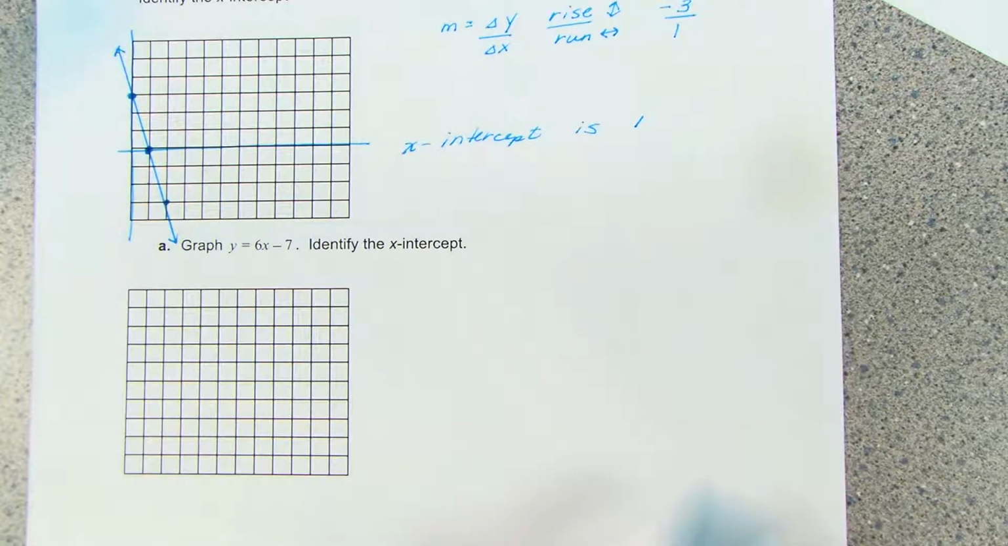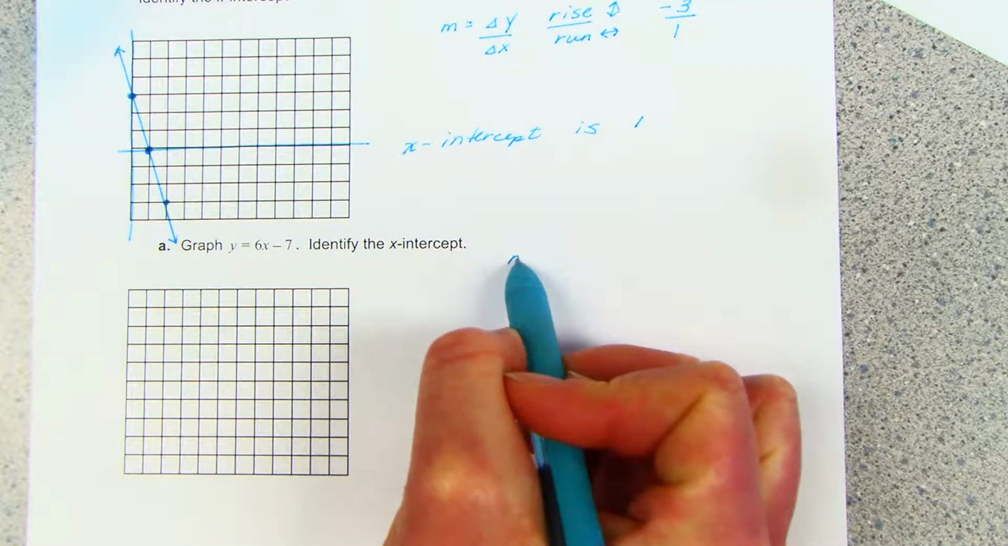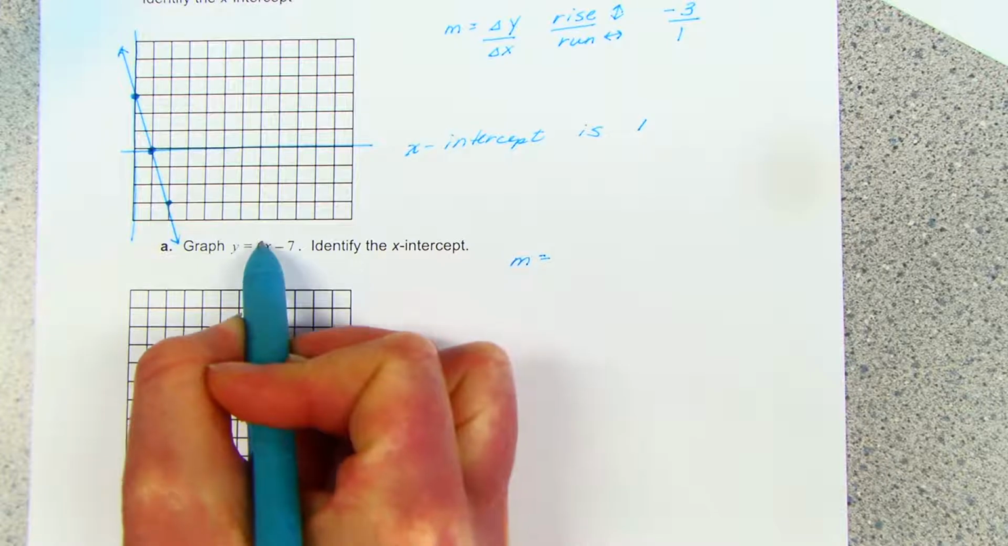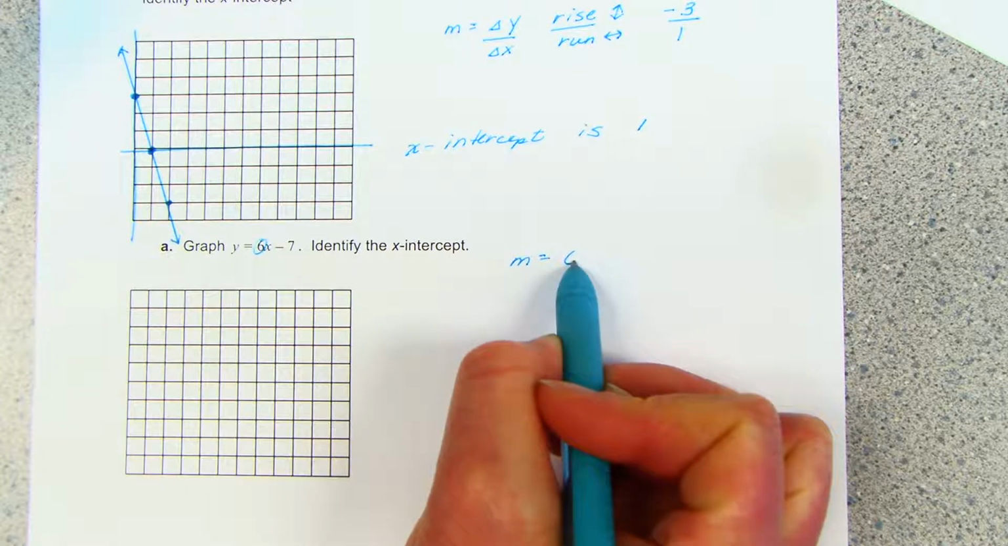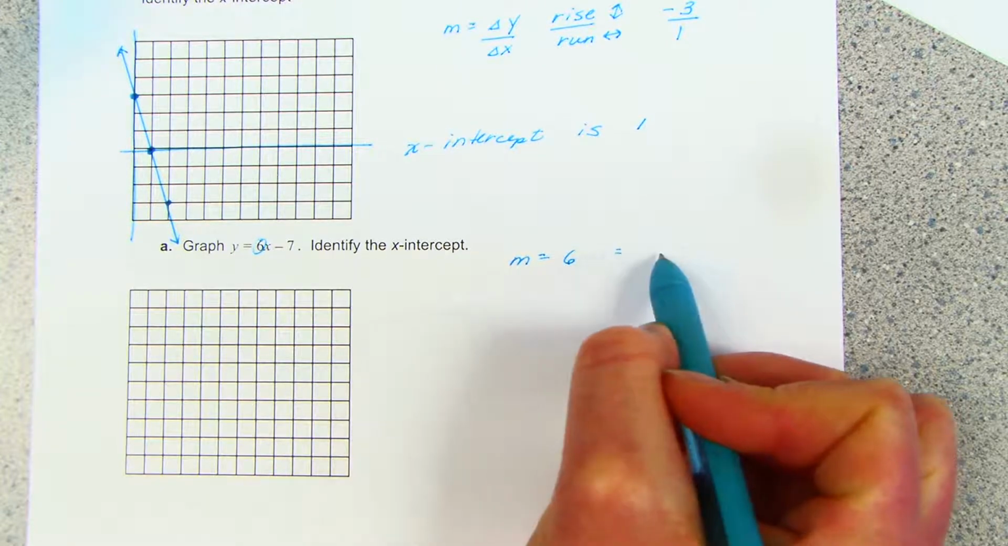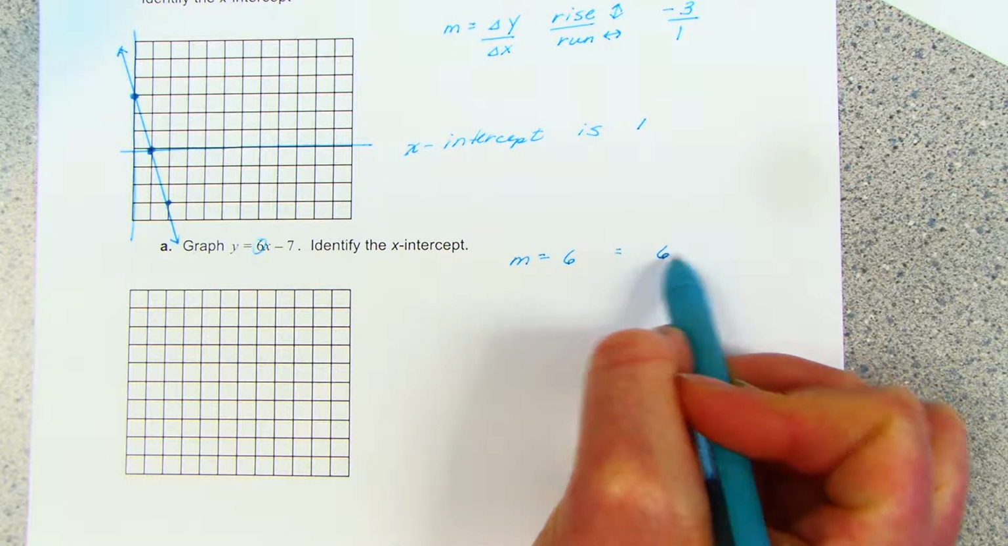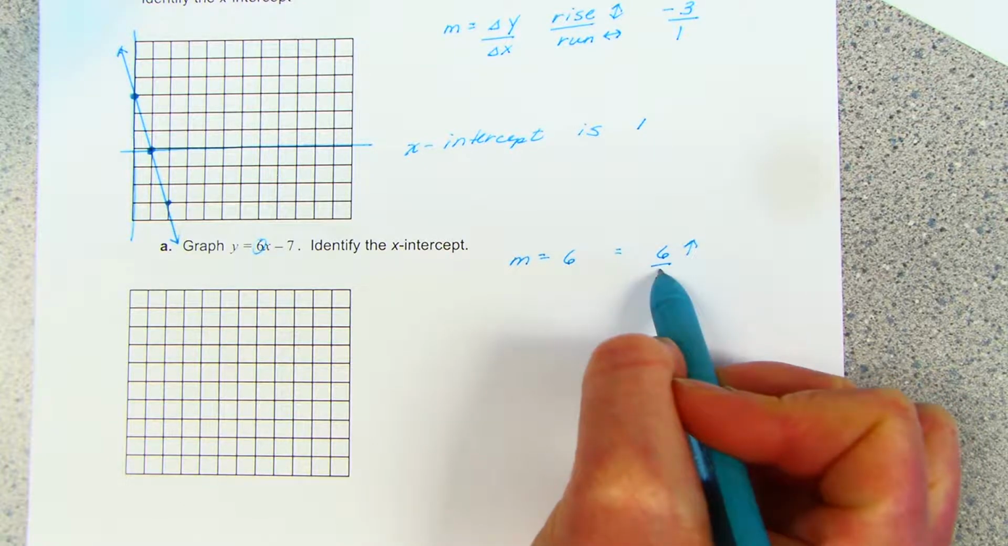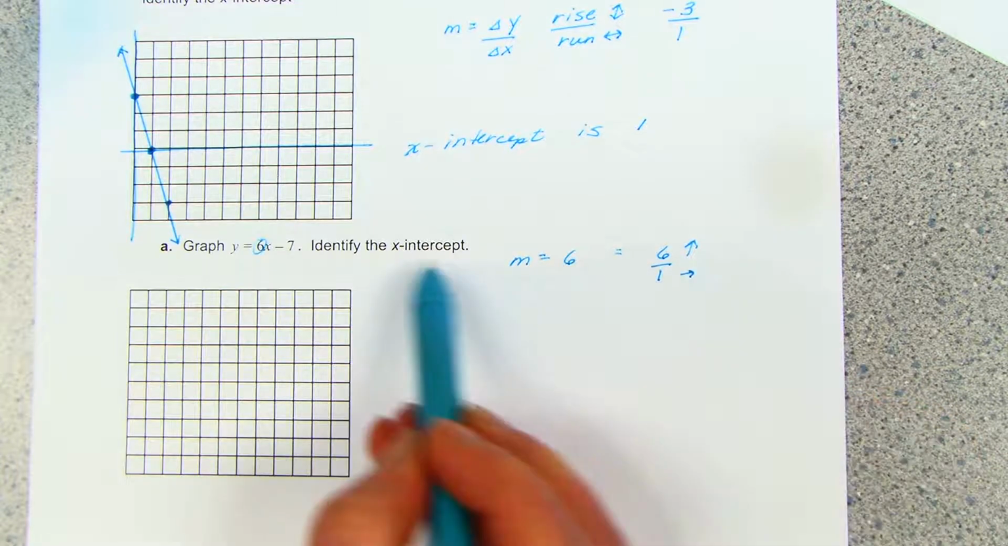All right, so let's start the same way. The slope is equal to 6, which means that I'm going to go up 6 and over 1, okay, because they're both positive.